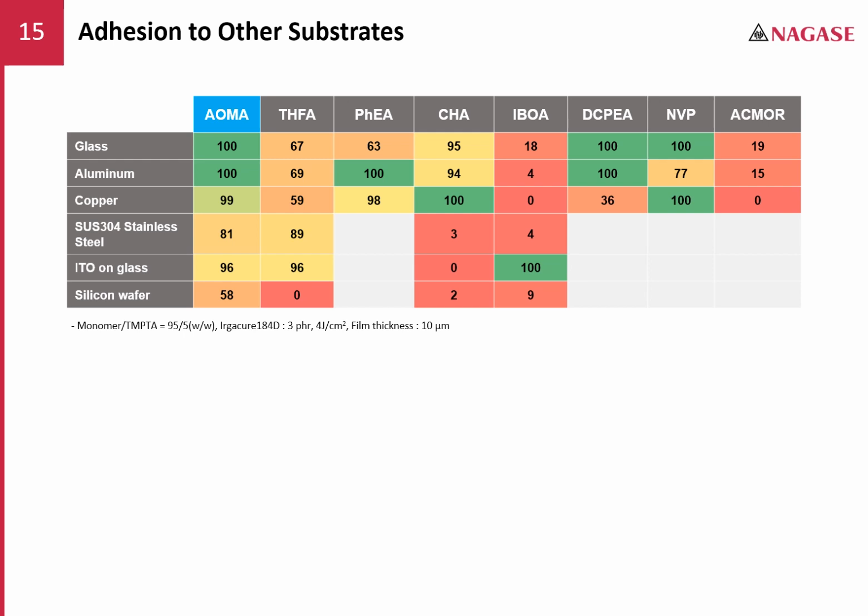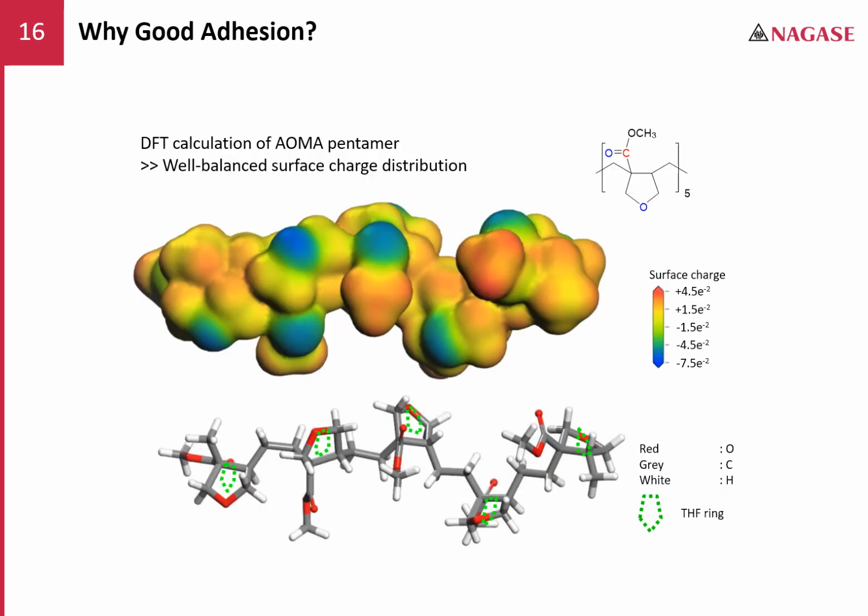We were interested in understanding why that occurs. So on this slide, we ran a DFT calculation of AOMA pentamer. So we took a look at that, looked at its surface charge distribution, and we saw that it's very well balanced. So you have this very evenly balanced surface charge, and we believe this is the reason why the AOMA homopolymer has such good adhesion properties.